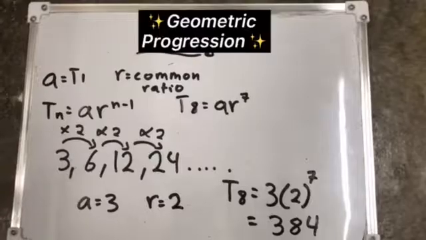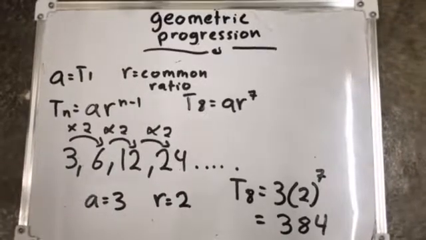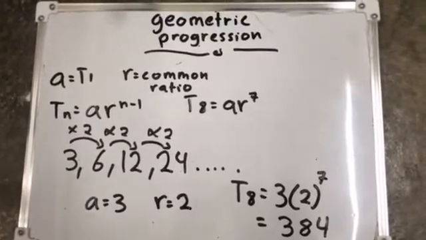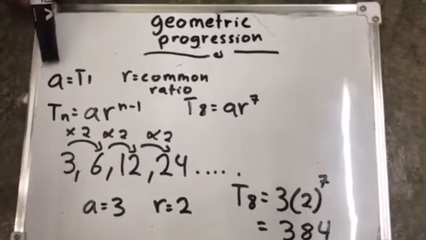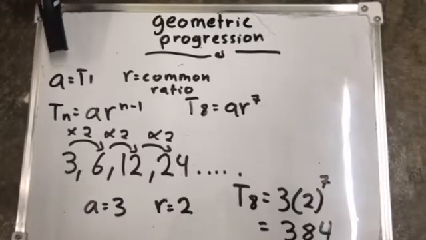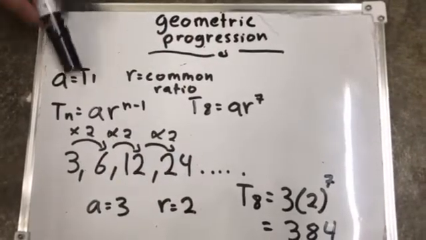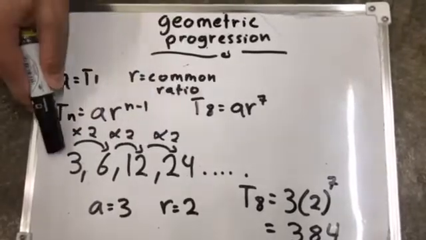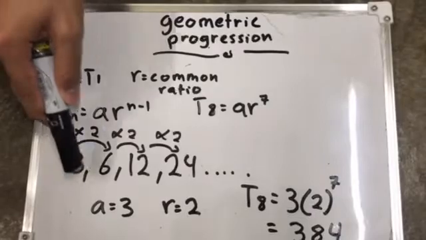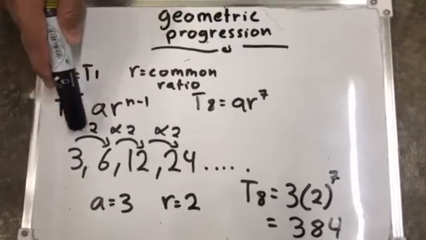So now, we will move on to the theory of geometric progression. Geometric progression is a series that has a common ratio between each term. A is the first term, and we have r as our common ratio. So, for example, we have these numbers 3, 6, 12 and 24. A is our first term, therefore a equals 3. And now we find the common ratio between the numbers.